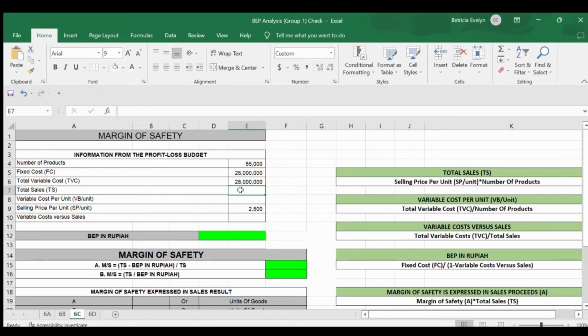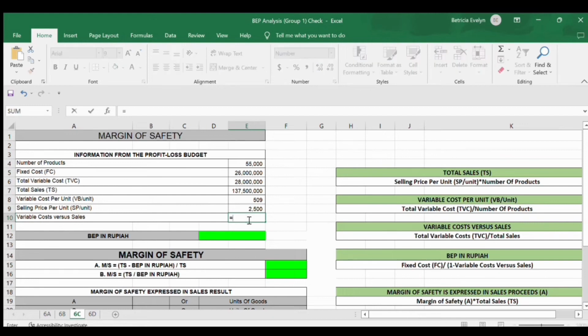So next one, margin of safety. First we calculate the total sales. The formula is equal selling price per unit multiplied by number of product. Enter. So next is variable cost per unit equals total variable cost divided by number of product. Enter.